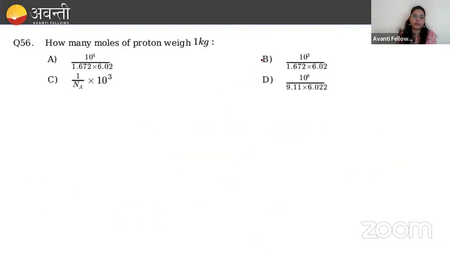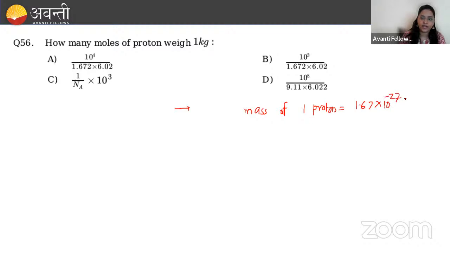Okay. Next problem. How many moles of proton will weigh 1 kg? So this is a very interesting question. How many moles of proton will weigh 1 kg? Let's solve this problem. So you know that the mass of one proton is equal to 1.67 into 10 raised to minus 27 kg. Right? This is the mass of one proton. Very good. Any doubt in this? No doubt. Very good. So now, mass of 1 mole of proton, how much will that be?